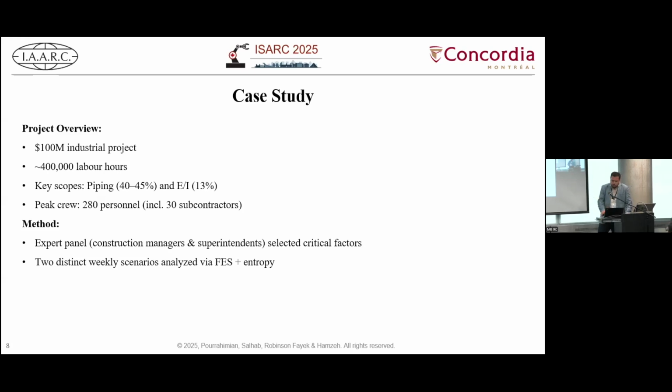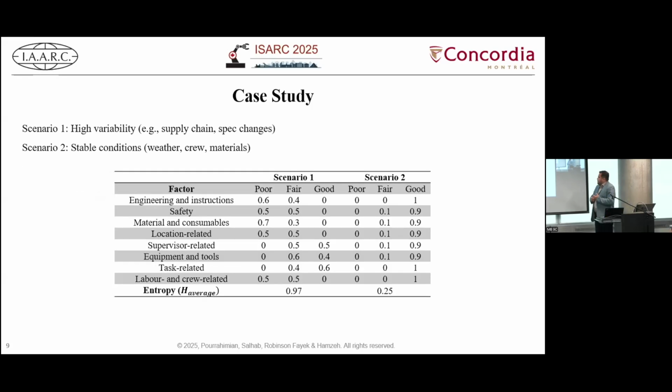I will show you two distinct scenarios for different weeks. The first scenario had high variability, with supply chain issues and spec changes. In the second scenario, they had more stable conditions: the weather was perfect for the work, the crew was stable with no turnovers, and there was enough material for the work of that week.